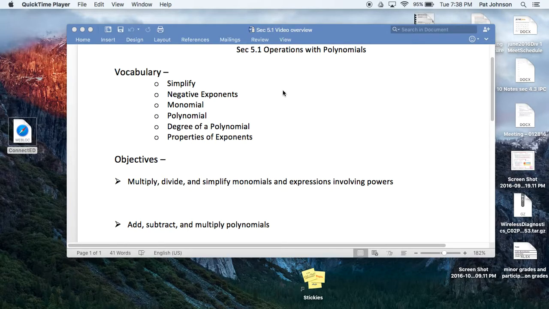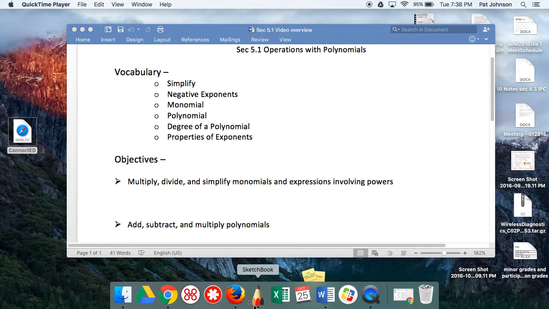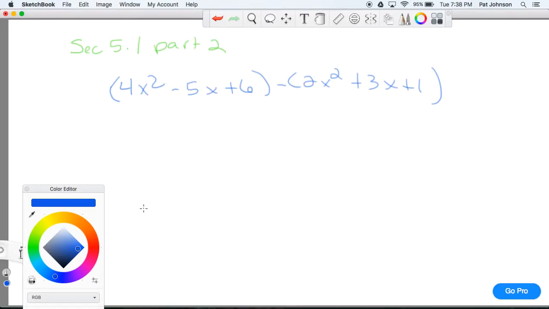Section 5.1 video, part 2 of operations with polynomials. So earlier we learned just to understand the properties of exponents. We went through all that, and then we went through simplifying an expression. We also talked about classifying a polynomial, whether it was or not a polynomial, and also classifying its degree and putting them in order from least to greatest. So now we're just going to continue. We're going to actually continue simplifying polynomials.